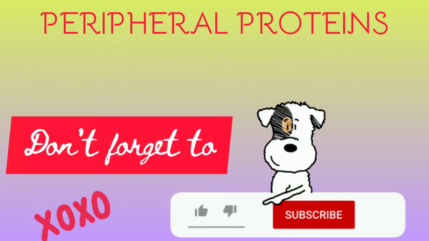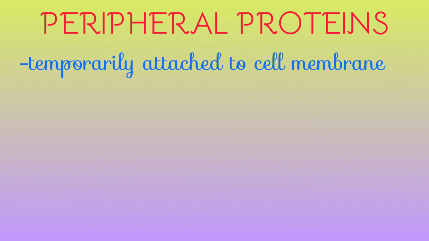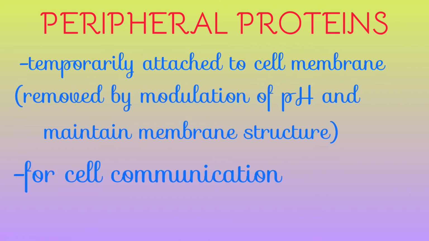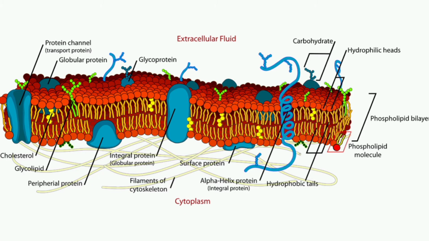But peripheral proteins are only temporarily attached, and their major function is for cell communication within the cell or with other cells. So what it does basically is it attaches to a protein or a lipid or something temporarily. It gets a signal in the form of proteins usually, and then goes off to another protein or lipid or whatever to deliver the signal.